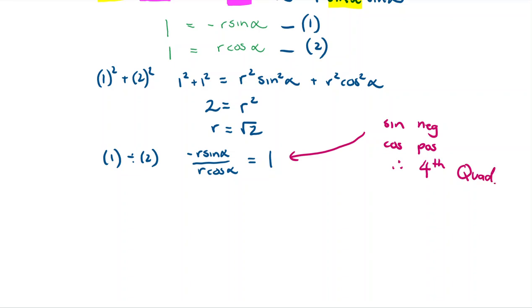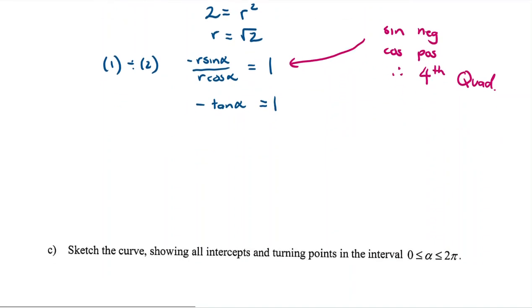The r's will cancel off, and I will have negative tan alpha equals 1. Move the 1 across, the minus across. Make negative 1. So we know that tan of 45 is 1. If it's in the fourth quadrant, yes. So this is when we're not finding this. Yes, correct. Okay, so that's it. We've actually done it. Let's just rewrite it out.